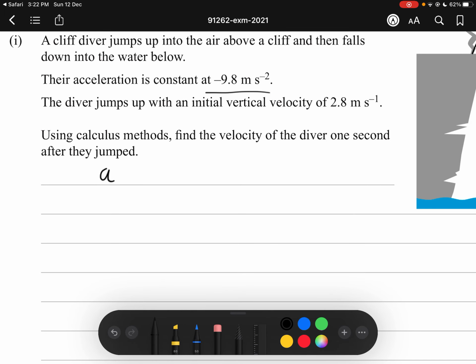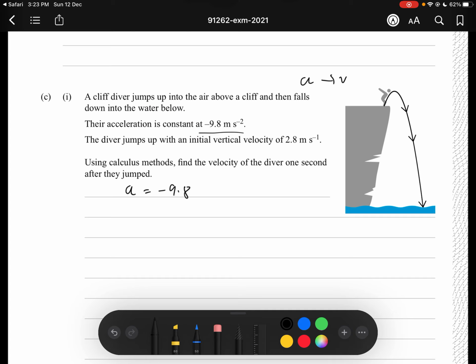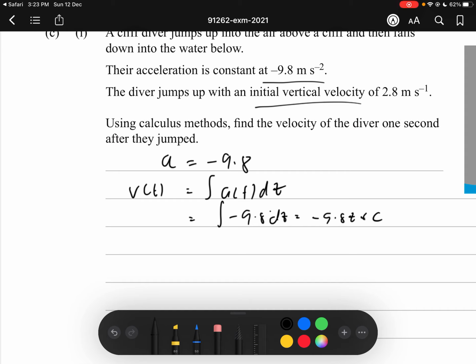So we just say that acceleration is equal to -9.8. It's a constant. And by kinematics, we know that we can go from acceleration to velocity to distance. Going from acceleration to velocity, we need to integrate. So v of t is equal to the integral of a of t with respect to t, which is the integral of -9.8 dt, which is -9.8t plus c. We substitute in the condition that the initial vertical velocity is 2.8 meters per second, which is positive. So when t equals 0, v equals 2.8, so therefore c equals 2.8.